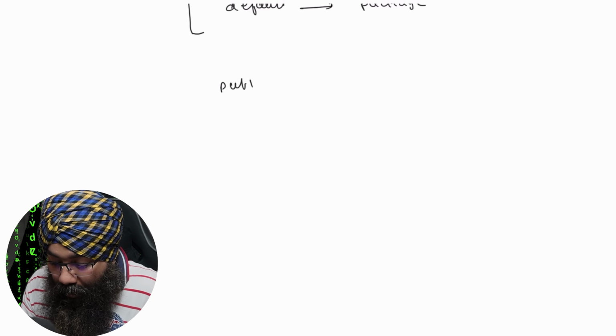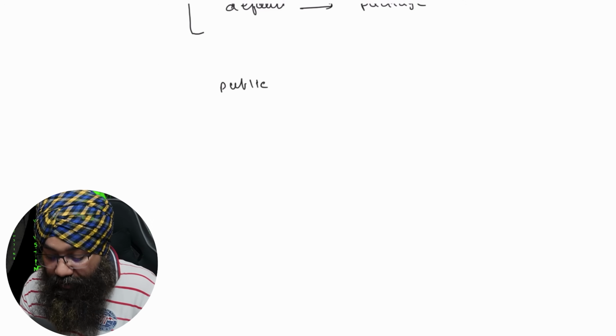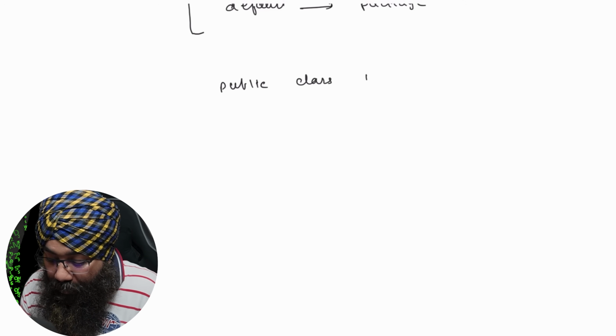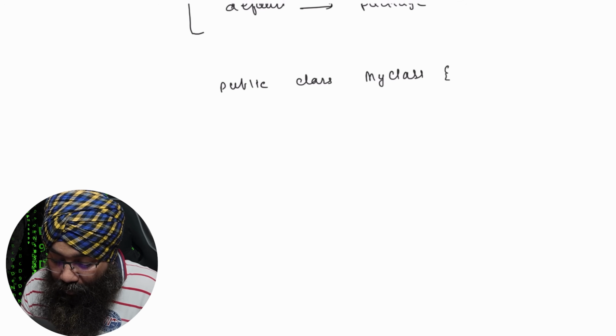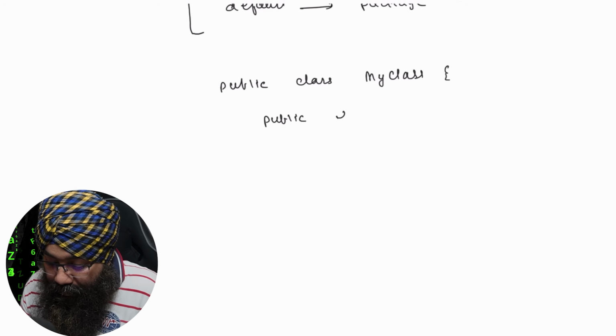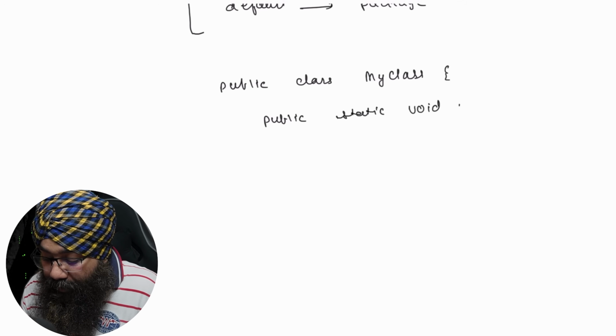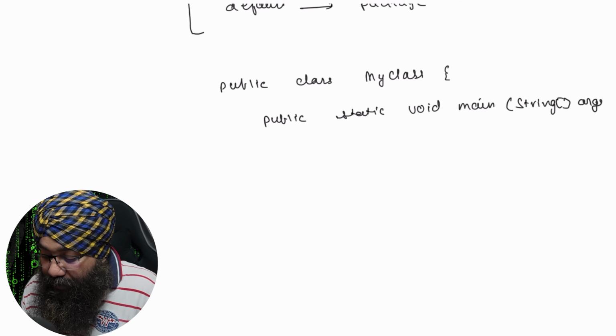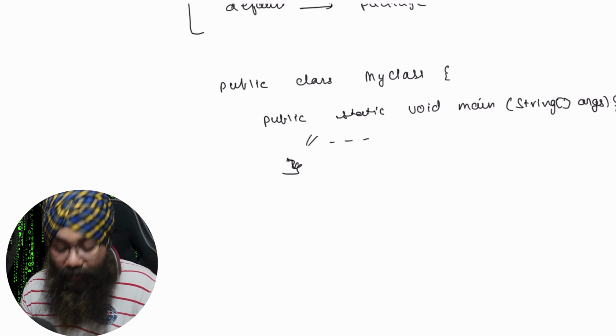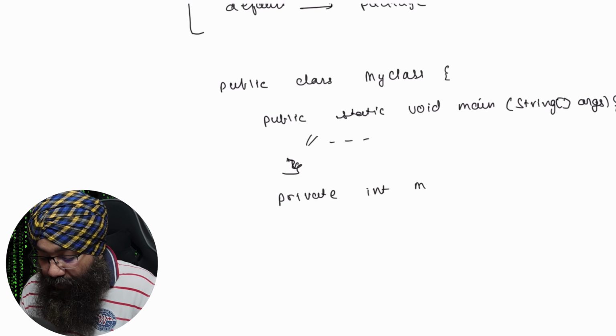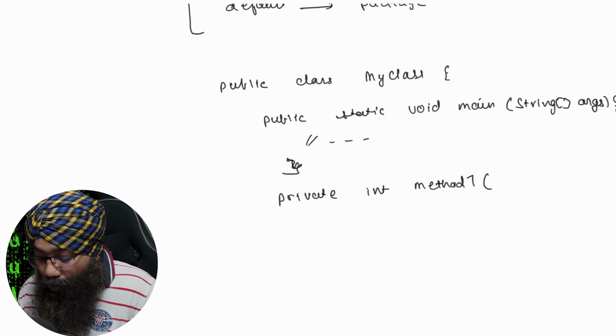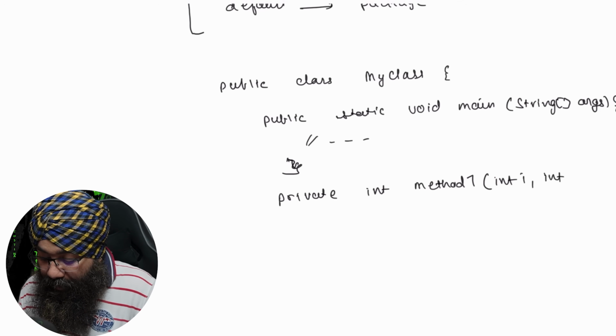In your class, you can have as many methods as you want. For example, you have public class MyClass. We already saw public static void main, String arguments. So this is the argument which it takes. Now you can have another method. You can have a private int method one. Suppose it takes two ints as input, int i, int j.